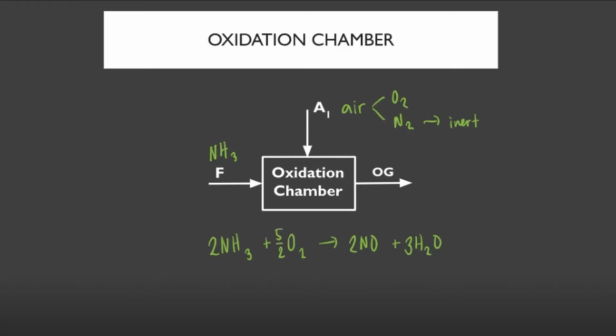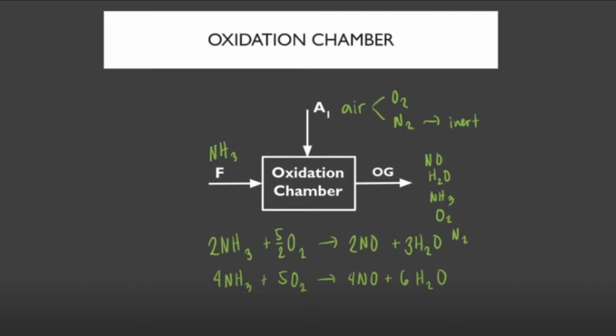You can use this equation, or we can use the equation with all of the coefficients as whole numbers. That would be 4 NH3 plus 5 O2 yields 4 NO plus 6 H2O. With the knowledge of this primary reaction, we can then deduce that our oxidation gases, or OG, consist of the products NO and H2O plus the unreacted reactants, ammonia and oxygen, plus, of course, nitrogen, which is inert in this case.